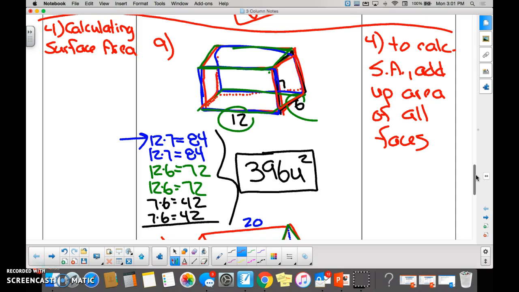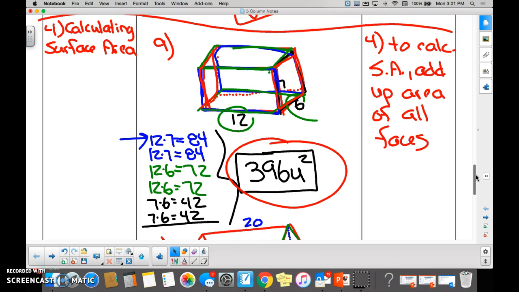7 times 6, and this one would be 7 times 6 too. So we added them all together and we got 396 units squared. And this is surface area, so we're talking about units squared.